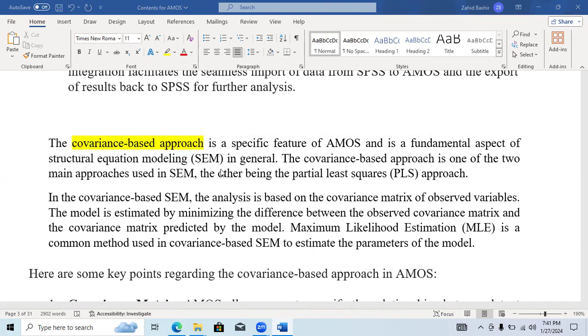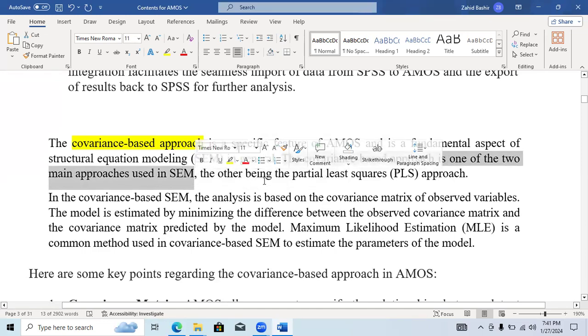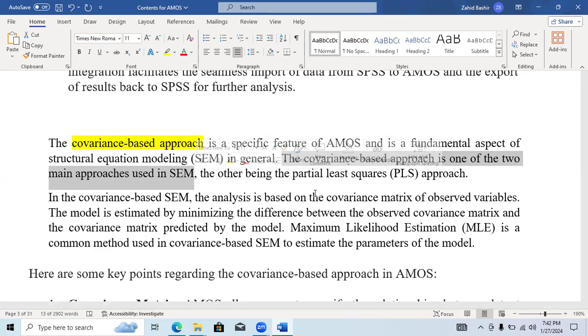So AMOS is based on the covariance based approach. It is a fundamental aspect of structural equation modeling in general. When we are using AMOS, we need to understand the covariance based approach. The covariance based approach is one of the two main approaches used in SEM. I have told you earlier that one approach is the PLS-SEM approach and the other one is the CB-SEM approach. So the covariance based approach is basically the CB-SEM approach.